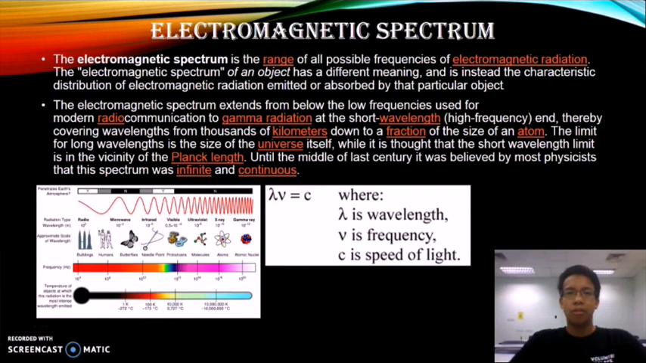Next, electromagnetic spectrum. The electromagnetic spectrum is the range of all possible frequencies of electromagnetic radiation. The electromagnetic spectrum of an object has a different meaning and is instead the characteristic distribution of electromagnetic radiation emitted or absorbed by that particular object. The electromagnetic spectrum extends from below the low frequency used for modern radio communication to gamma radiation at the short wavelength, high frequency end, thereby covering wavelengths from thousands of kilometers down to a fraction of the size of an atom. Until the middle of last century, it was believed by most physicists that this spectrum was infinite and continuous.